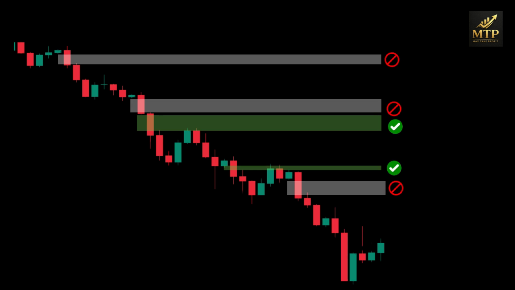Because not all fair value gaps work. Some get broken immediately. Others show no reaction at all. And only a few provide clean and highly profitable entries. The difference between a losing trader and a consistent trader is the ability to filter the right setups.